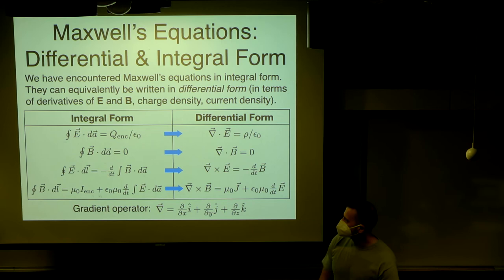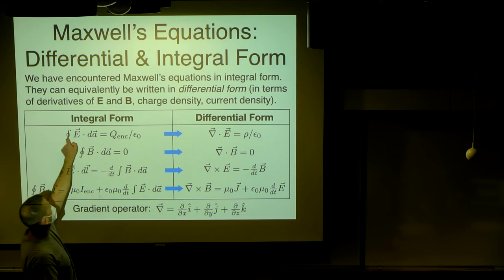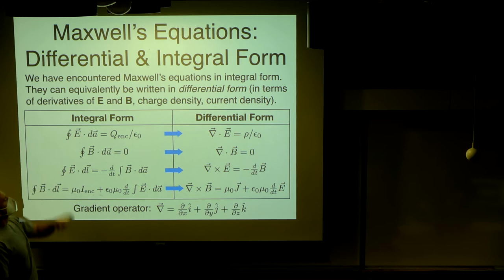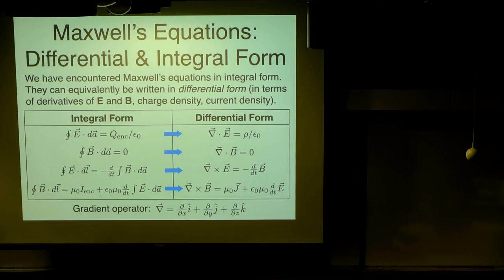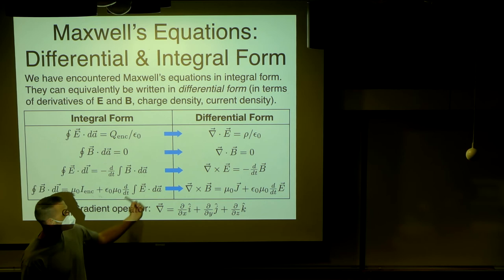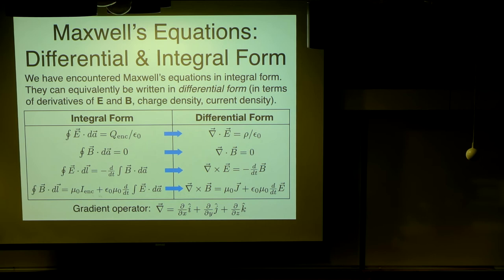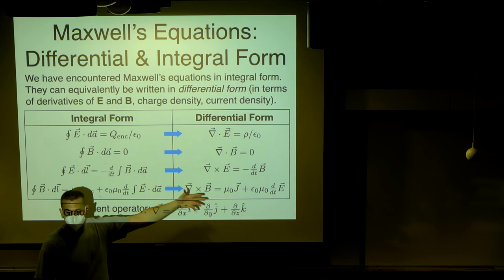So, of course, Gauss's law, E dot dA equals Q enclosed over epsilon naught. We're integrating here, right? Same with Faraday's law. We're integrating on both sides. It turns out, if you do a little bit of vector calculus, so if you take Calc 3, you'll learn how to go from here to here. You can write these in so-called differential form. So instead of writing the equations in terms of integrals, they're written in terms of derivatives, okay?